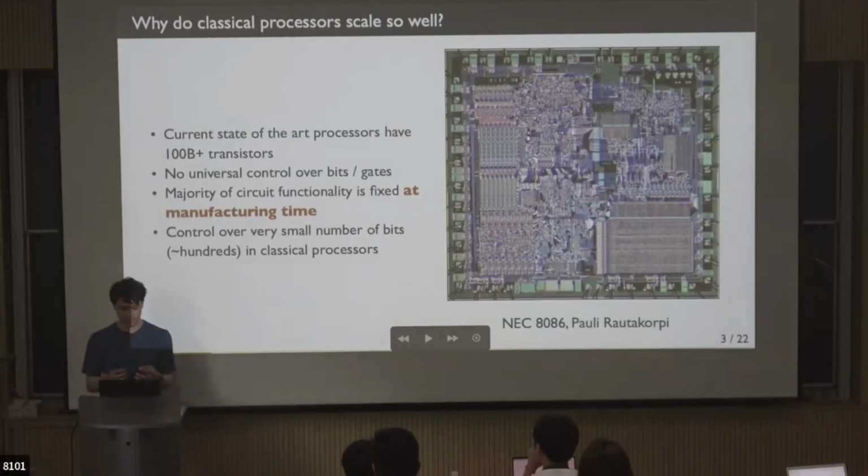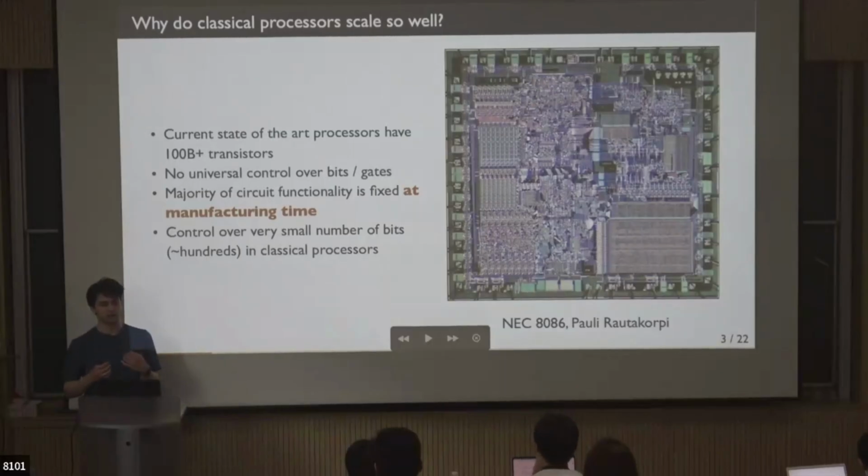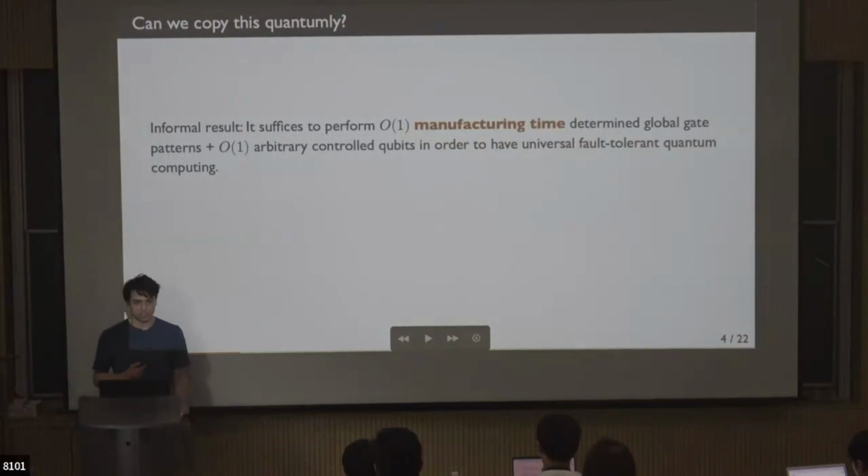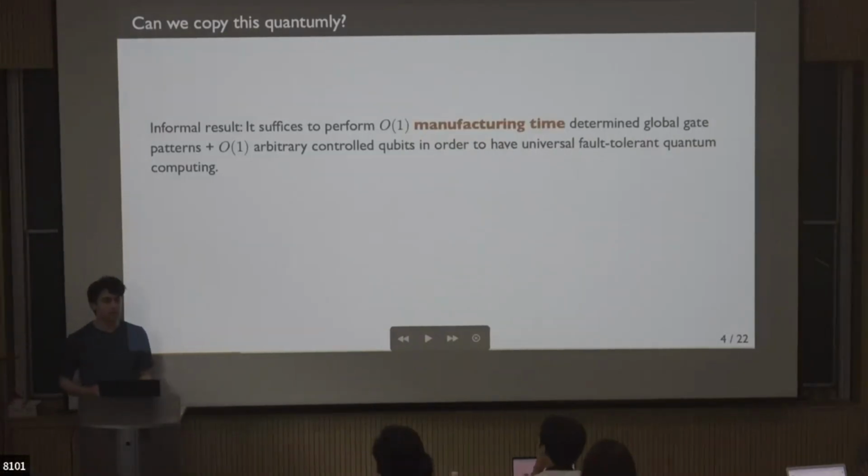So there's this difference in scales between the number of devices that you fabricate on the chip versus the number of devices that you can actually control. We're feeding some voltages that are getting data into and out of our processor. So the general idea I want to get to is whether or not we can just copy this quantumly and build very, very large devices in a similar fashion. And informally, the answer is yes.